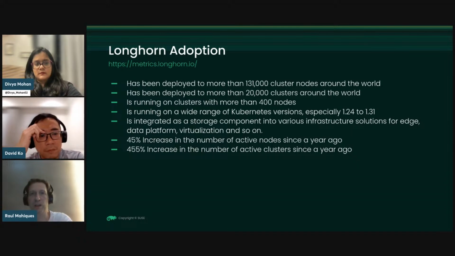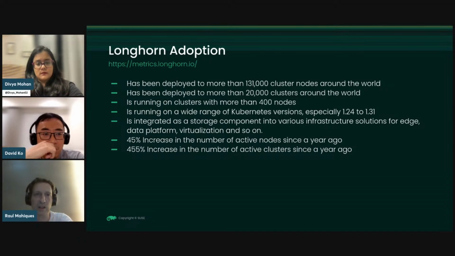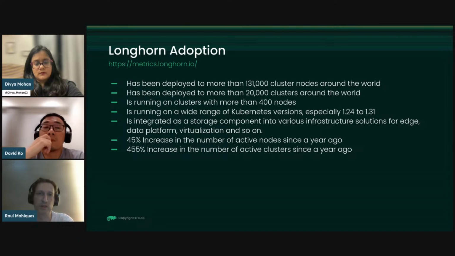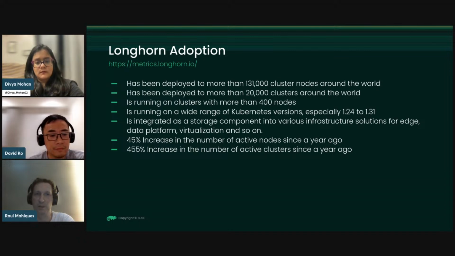Since Longhorn can run multiple versions of Kubernetes, we see the most common versions where it runs are those between 1.24 and 1.31. It is also used on different infrastructure solutions such as Edge, data platform, virtual machines, and so on. And the good news is that despite not being a new project, it is still growing steadily.